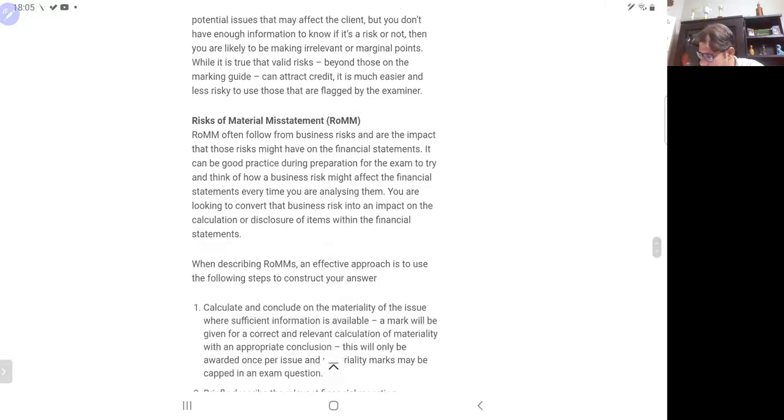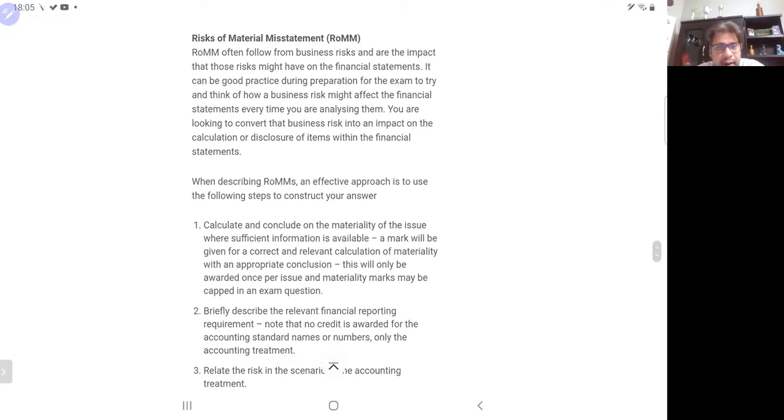Now, the risk of material misstatement. Risks of material misstatement often follow business risk and are the impact that those risks might have on the financial statements as well. So when you are describing risk of material misstatement, an effective approach is to use the following steps to construct your answer. What will be your steps to construct the answer?